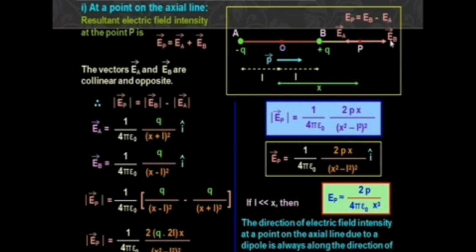So EA is towards the charge, and EB we can take in the opposite direction. EB equals the same equation, but the length is different. From A to P we have to add the two values X and L. At the same time, from point P to B, the total length X is from the center of the dipole, so we have to subtract: (X minus L) whole square. Is everyone understanding?